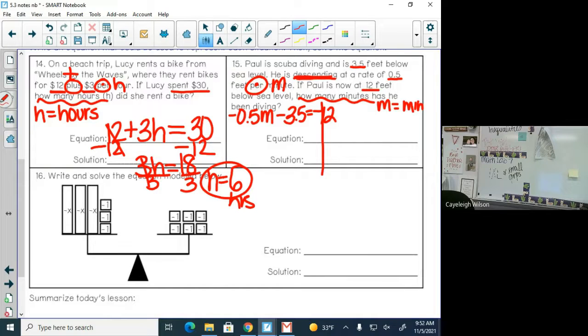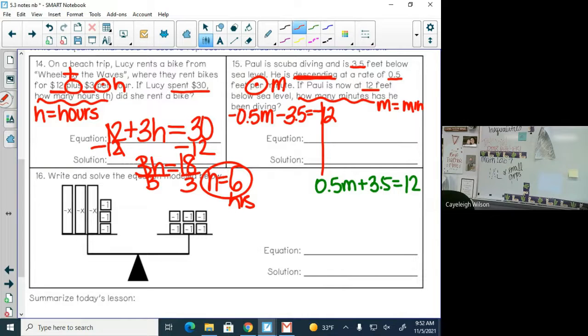So that's one way. The other way was if you just totally nixed the below sea level part, you could have put 0.5 m plus 3.5 equals 12. So either one of those is fine, you're going to get the same answer. So if you interpreted below sea level as negative, then all of them are negative because he's descending, he's below sea level. The other one is still descending at that rate. Okay, he's already gone 3.5 and now he's at 12. So it really doesn't matter there.